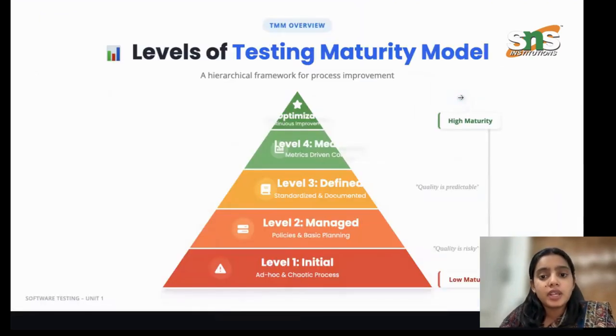So, the levels of the testing maturity model. TMM consists of 5 hierarchical levels. Level 1 is initial, level 2 is managed, level 3 is defined, level 4 is measured, and level 5 is optimized. As we move upward, maturity increases. Low maturity means the quality is risky, and high maturity means the quality is predictable.